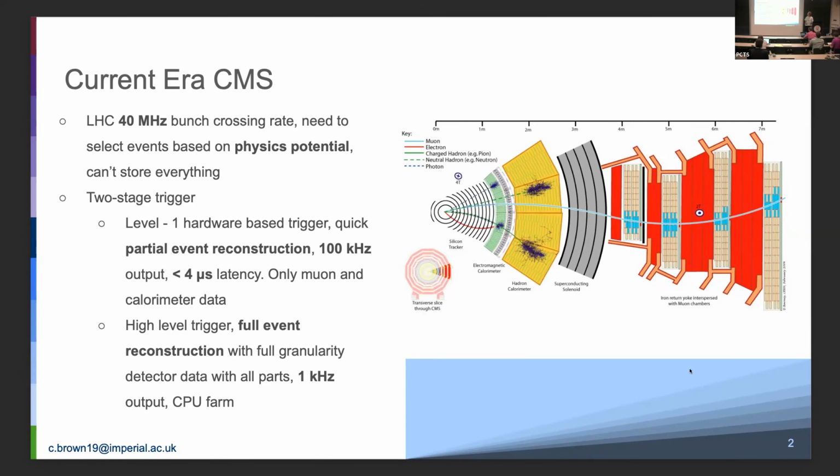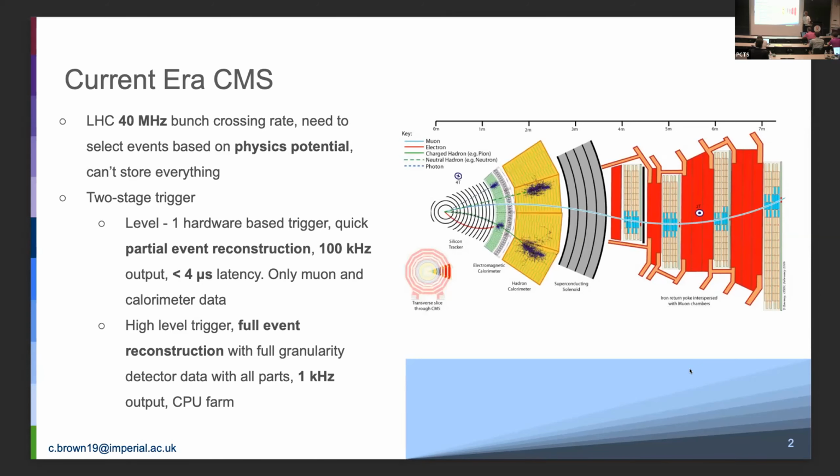the LHC. At the LHC, we have a 40 megahertz bunch crossing rate, but obviously we can't store all that data. So we need to do some sort of event selection based on the physics potential of those events. And the way that CMS does this currently, so for now in run 3, we have a 2-stage trigger.